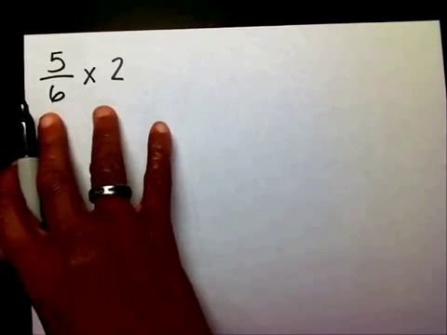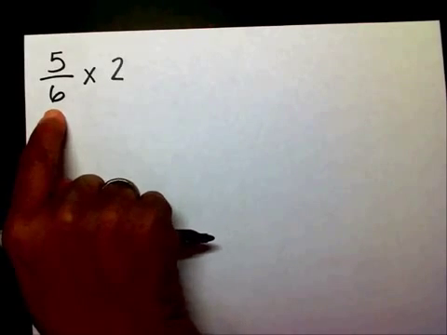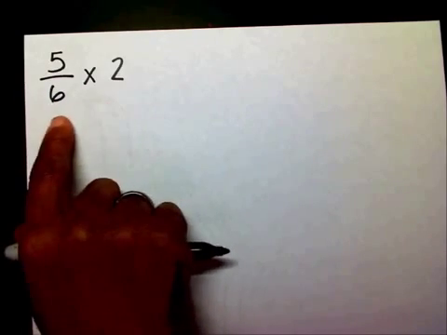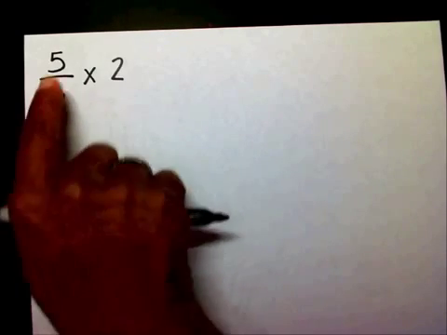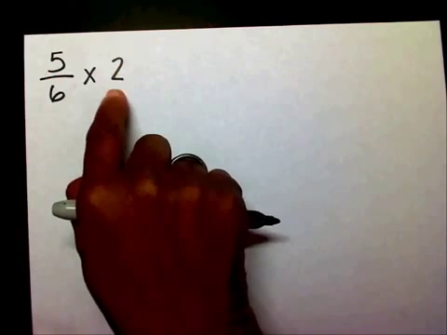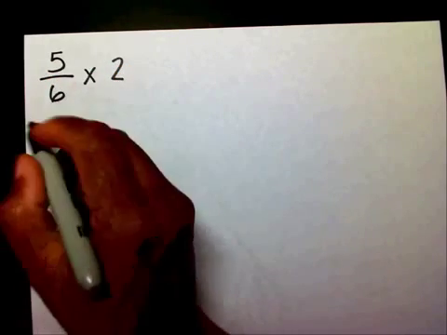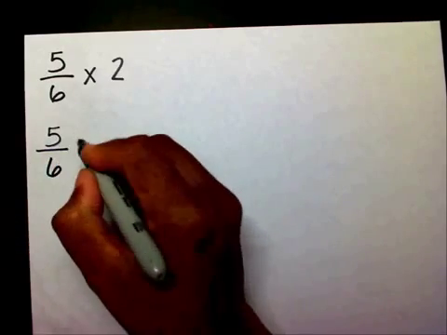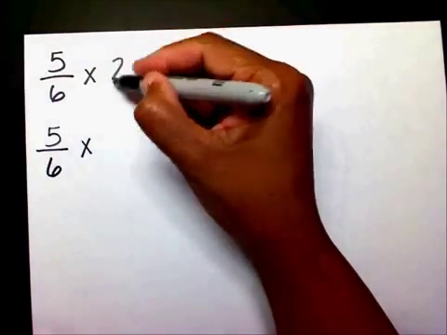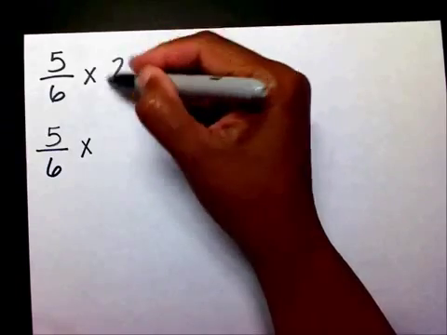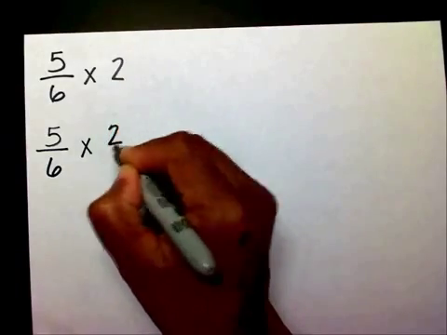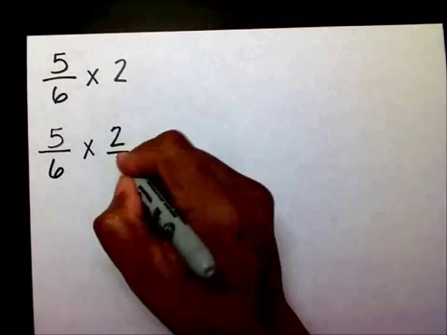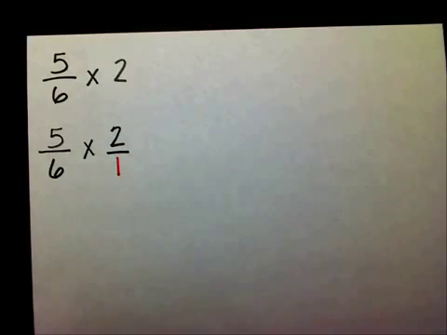The first thing I need to do, well, I notice that I have a fraction here and a whole number here. So I need to turn my 2 into a fraction. So I'm going to write down my 5/6 times. Now in order for me to turn this 2 into a fraction, I'm going to write the 2 and then put a 1 under it. Okay? Alright?